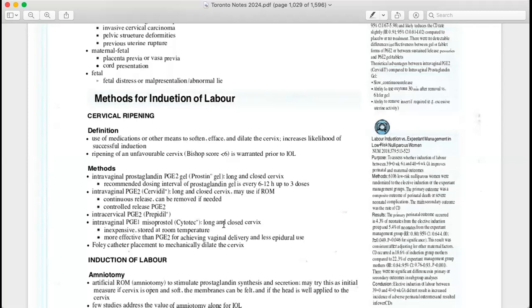Use of medications and other methods. Cervical ripening is one of the most used in the induction of labor. And what are those? The methods: intravaginal prostaglandin, intravaginal PGE2, intracervical PGE2, intravaginal PGE1. And the easiest one, which is very commonly used, is Foley's catheter placement to mechanically dilate the cervix. Depending on what the patient demands or what the patient wants, you can choose either of these.